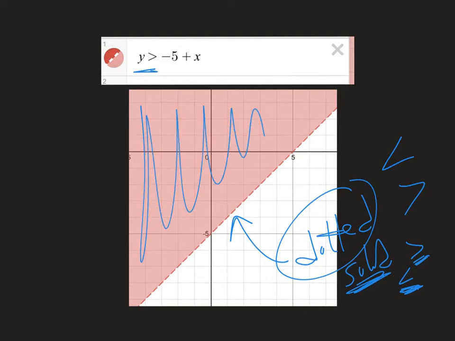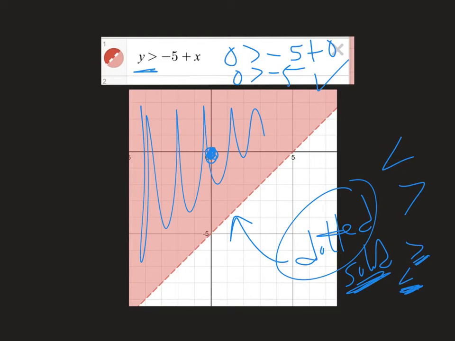So just for the record, let's pick and check a spot. Now you know who my favorite spot is going to be. You bet you, the origin, right? The origin is the easiest place to check. Why? Because it's 0, 0. Is 0 greater than negative 5 plus 0? Is 0 greater than negative 5? Yes. So this is in the region, or on the correct side of the line.